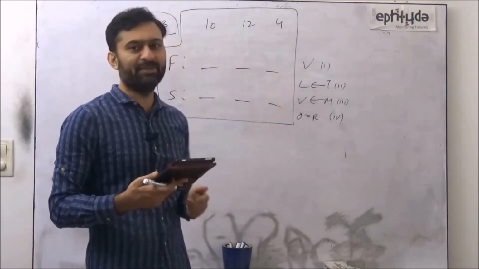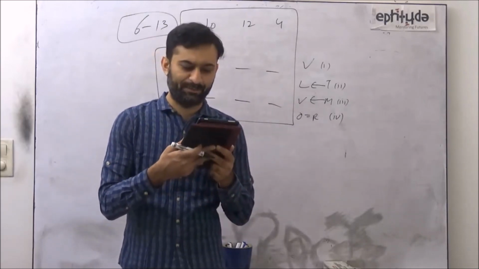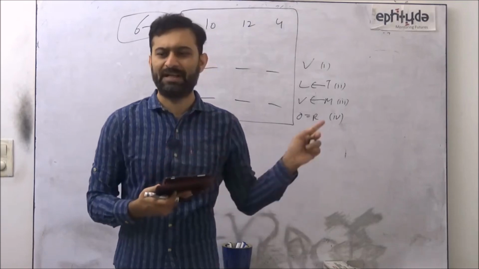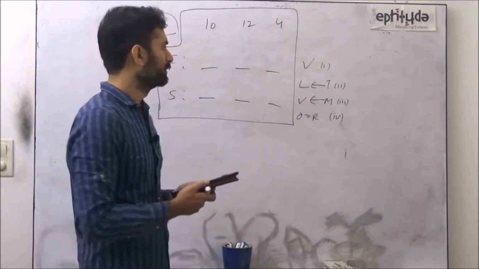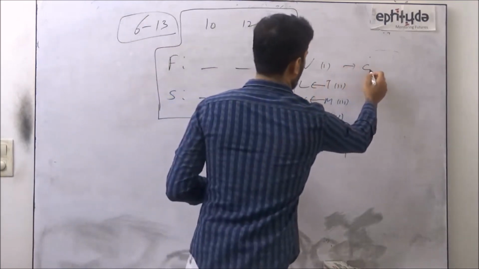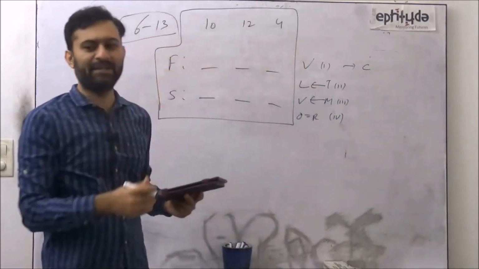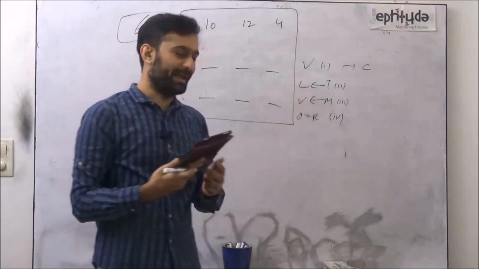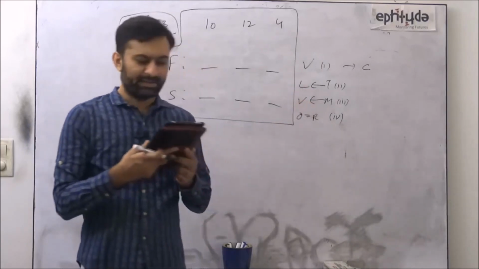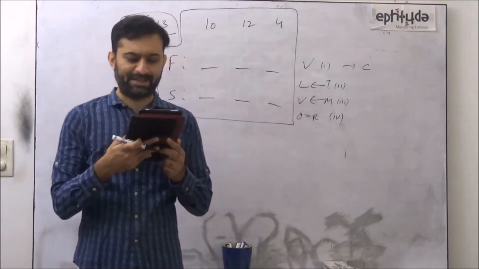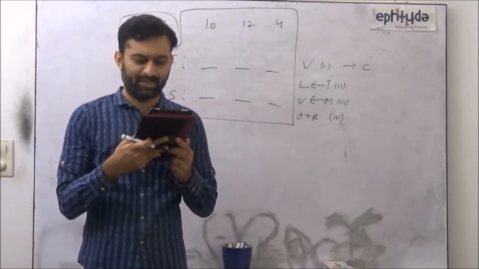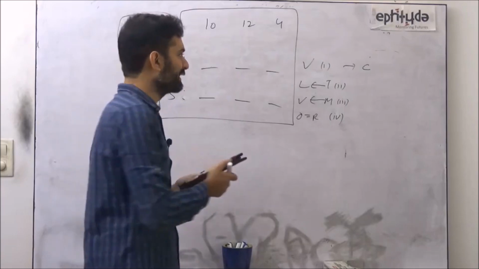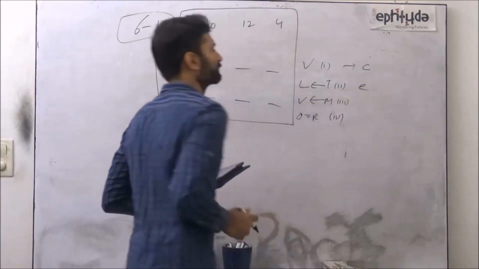Which one gets eliminated because of condition 1? Your option C gets eliminated because of condition 1. Now I look at condition number 2, L before T. Which one gets eliminated because of this? E gets eliminated because of this.